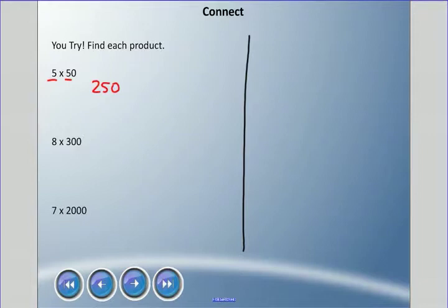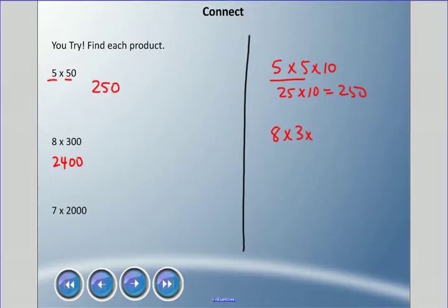If you think about it the other way, 5 times 5 times 10, we know that this is 25, and I multiply that by 10. That's the 250 that we did in the previous part. 8 times 300. 8 times 3 is 24, and add the number of zeros. Or if you want to think of it the other way, 8 times 3 times 100. And I'm going to multiply 24 times 100, which is 2,400.